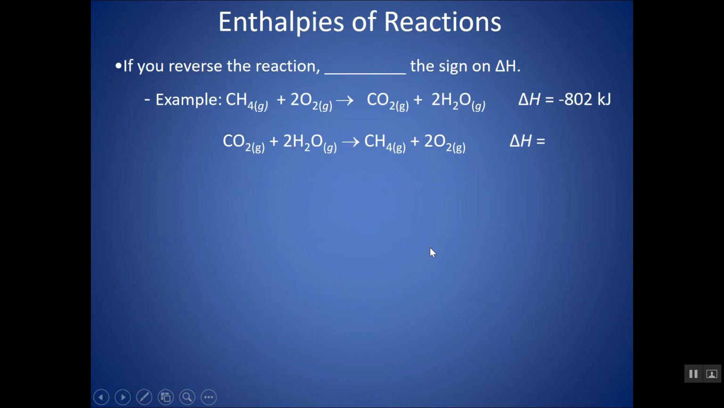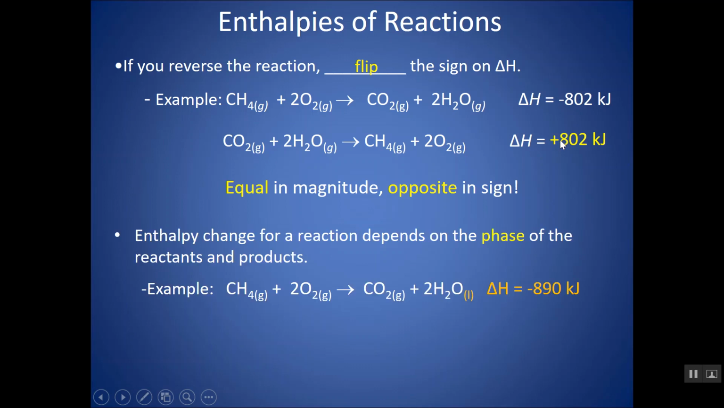Another thing is when you reverse a reaction, what happens is you flip the sign of delta H. So here is my reaction, same as before, this combustion reaction. If I flip it to going in reverse, delta H would be the same value, but now with a positive sign. So I've kept the magnitude but flipped the sign. If it was an exothermic reaction to start with, the reverse would be endothermic. So equal in magnitude, opposite in sign.